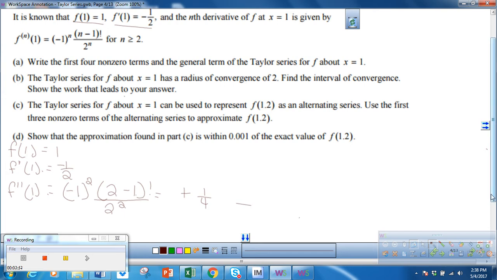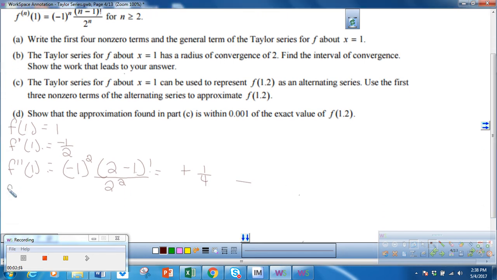That's my second derivative. My third derivative is going to be negative 1 to the third, 3 minus 1 factorial over 2 to the third. So my third derivative is going to be negative. 3 minus 1 is 2, so 2 factorial over 8, so 1/4.